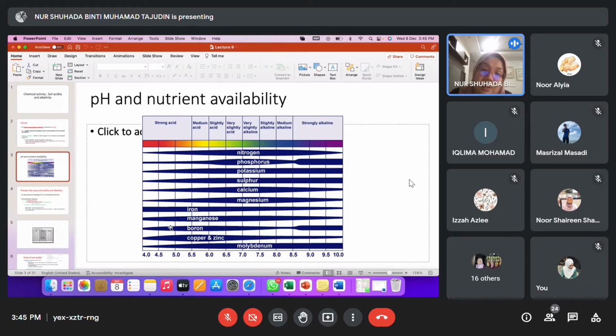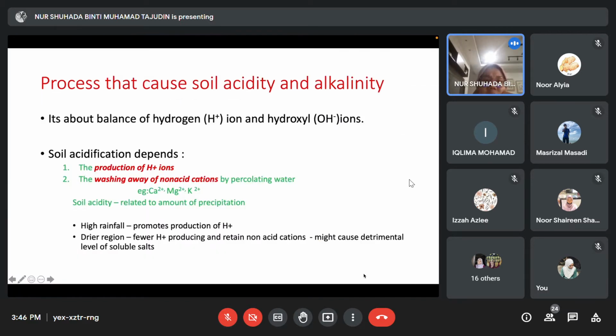Okay, same as copper and zinc, but molybdenum, no, molybdenum is another thing. It is largely available in alkaline soil. So in Malaysia we don't have this problem lah. But in Malaysia we have this problem lah, restrictions of macronutrients in acidic soil. Okay. So actually what process makes our soil acidic?